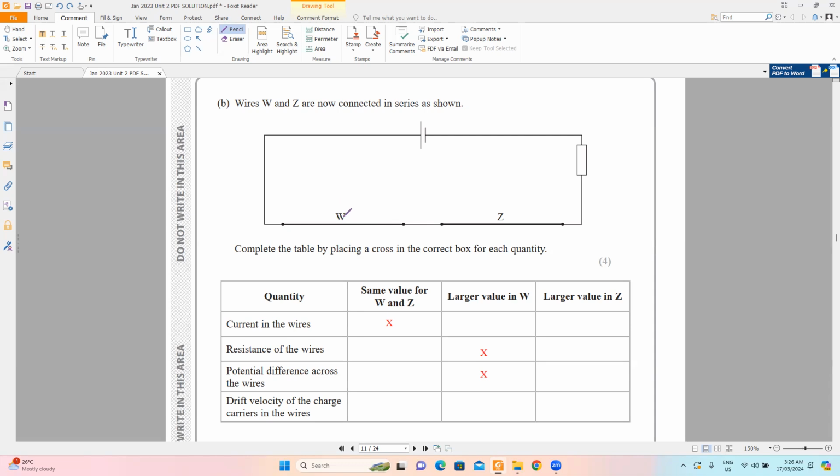And about the drift velocity, since I equals nAve and current remains the same, this has a smaller area, so it will have a greater drift velocity. So drift velocity will be greater.